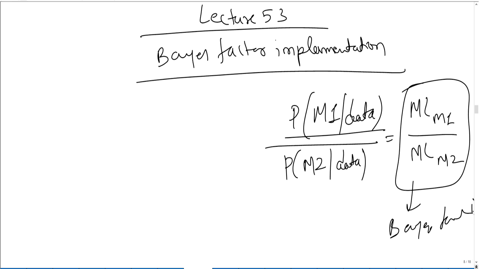This Bayes factor gives us a quantification of how much evidence there is in favor of model 1 compared to model 2 given the data. If the Bayes factor is greater than 1, that means model 1 is more likely given this data compared to model 2. If the Bayes factor is less than 1, that means model 2 is more likely. That is the interpretation of the Bayes factor.